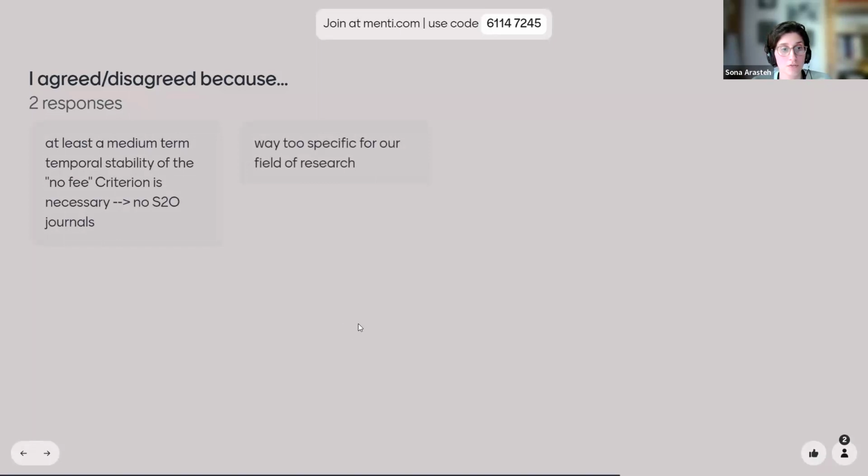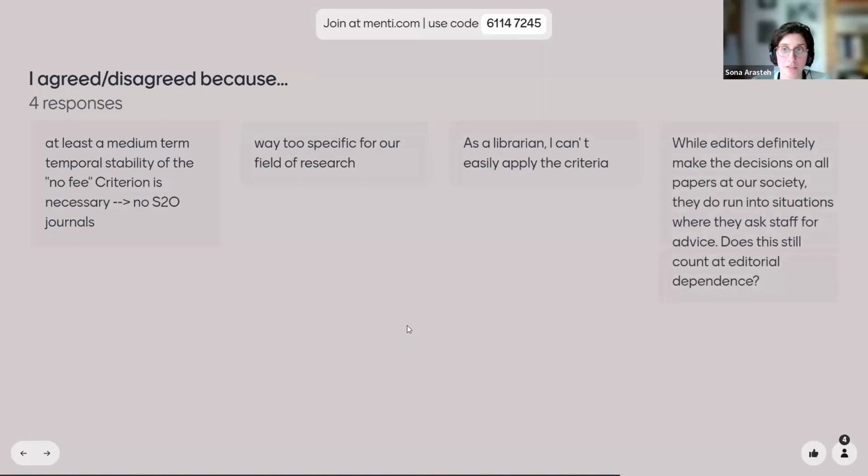Okay, interesting. So, way too specific for a specific field of research. That is interesting. At least the medium-term temporal stability of the no-fee criterion is necessary, so no subscribe to open journals. And for a librarian, these criteria are not easily applicable. Interesting. So there is a question about the criterion of editorial independence.